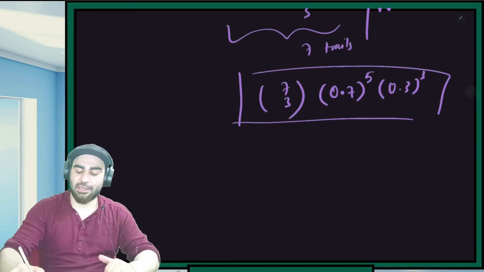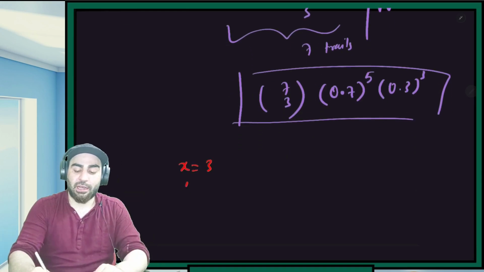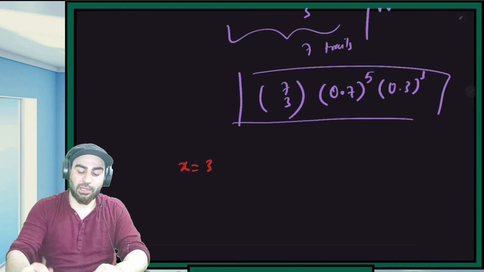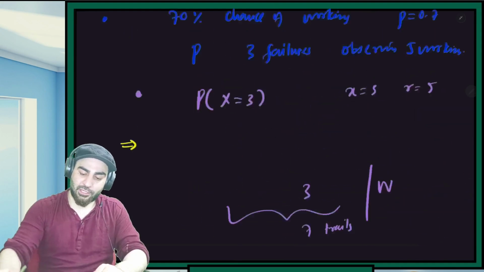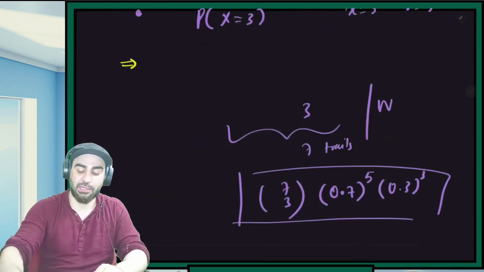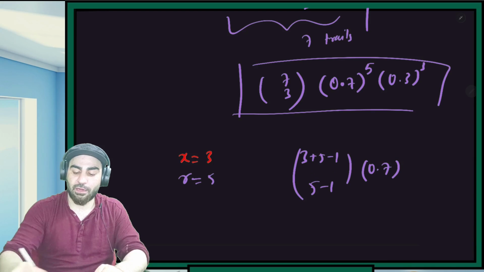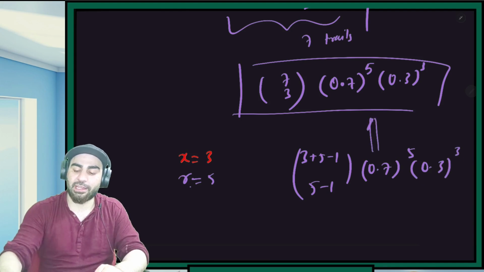Some other people would have just used the formula. They would have said x is equal to 3 over here, and success is over here, r is equal to 5. So they would have resorted to this formula: probability x is equal to 3 is (x plus r minus 1) choose (r minus 1), so that is 3 plus 5 minus 1, combination 5 minus 1. And then 0.7 to the power r, because r is 5, success is 5. And then 0.3 to the power x, that is 3.